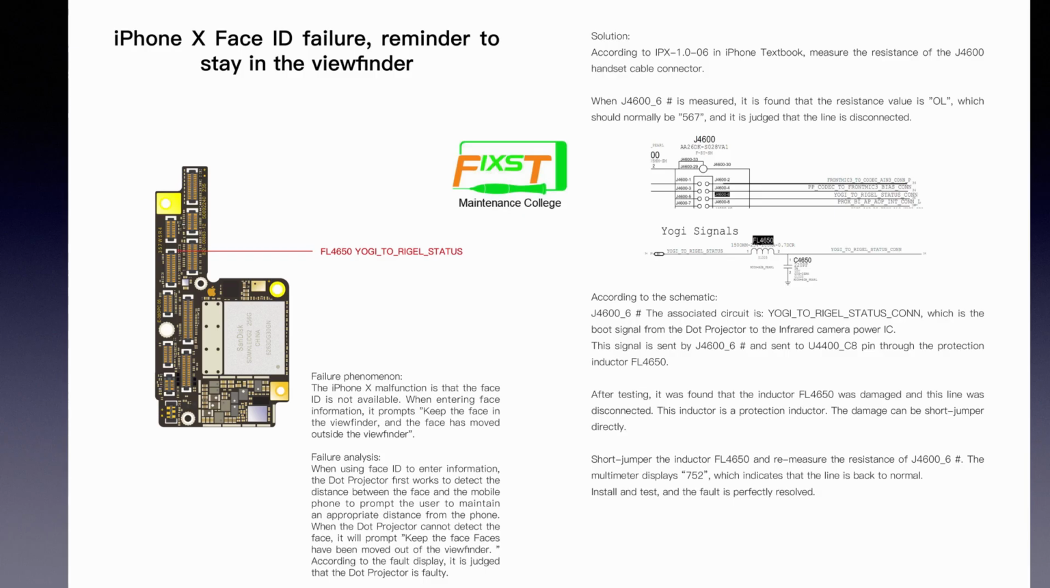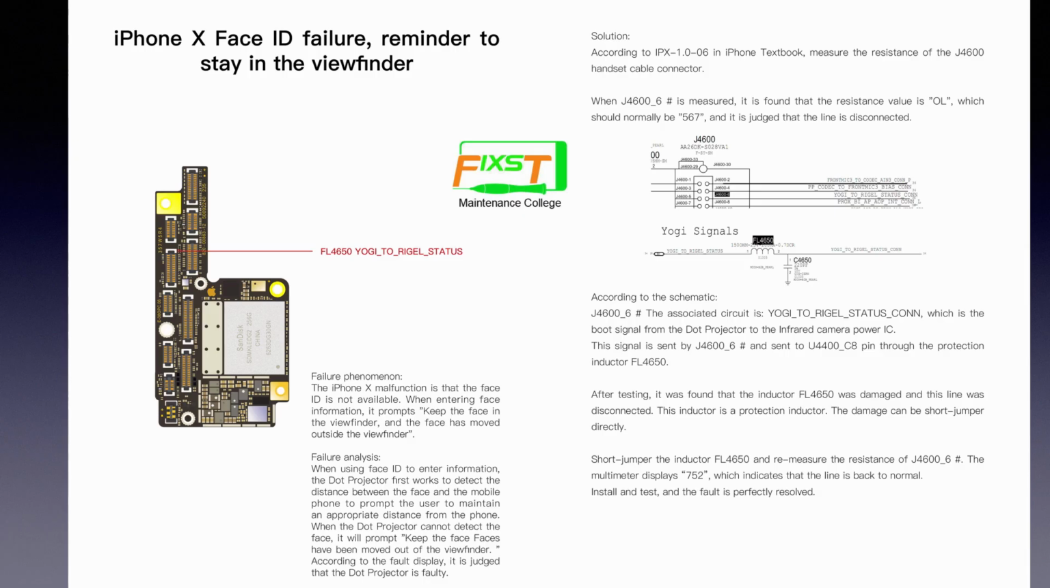This is iPhone X, the Face ID failed. It reminds to keep the face in the viewfinder. When we use the Face ID to enter the information, the dot projector first works to detect the distance between the face and the mobile phone, to prompt the user to maintain an appropriate distance from the phone. When the dot projector cannot detect the face, it will prompt to keep the face in the viewfinder. The face is out of the viewfinder. According to this failure display, it shows that the dot projector has failed.